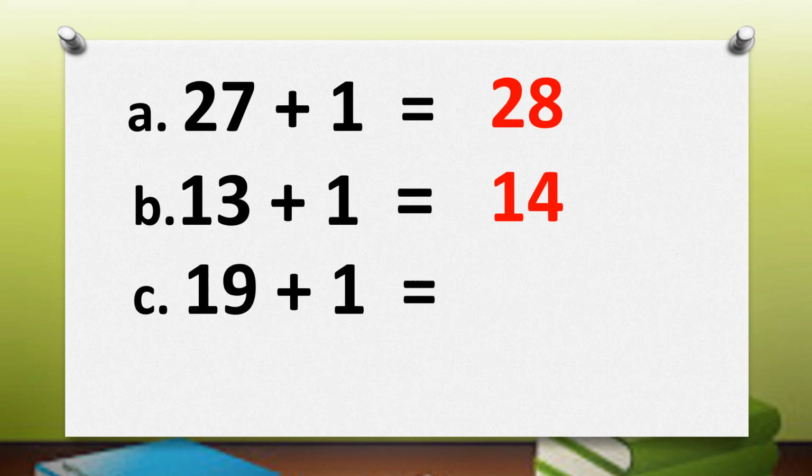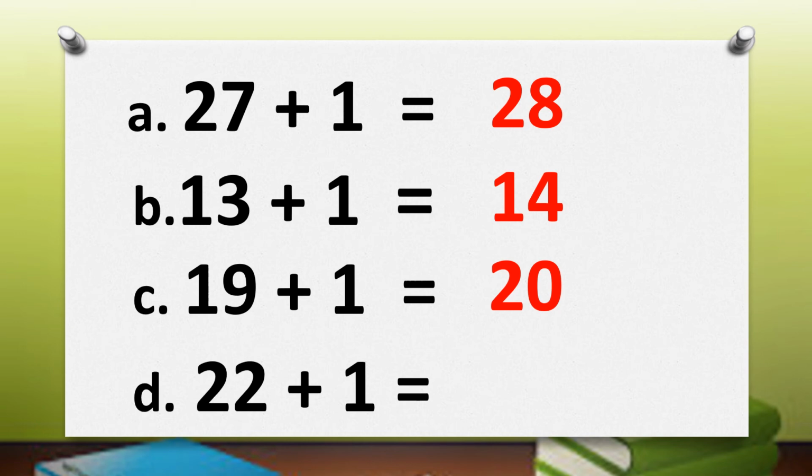19 plus 1 is equal to 20. Now 20 is the number that comes just after 19. So 20 is the successor of 19. 22 plus 1 is equal to 23. Now 23 is the number that comes just after 22. So 23 is the successor of 22.